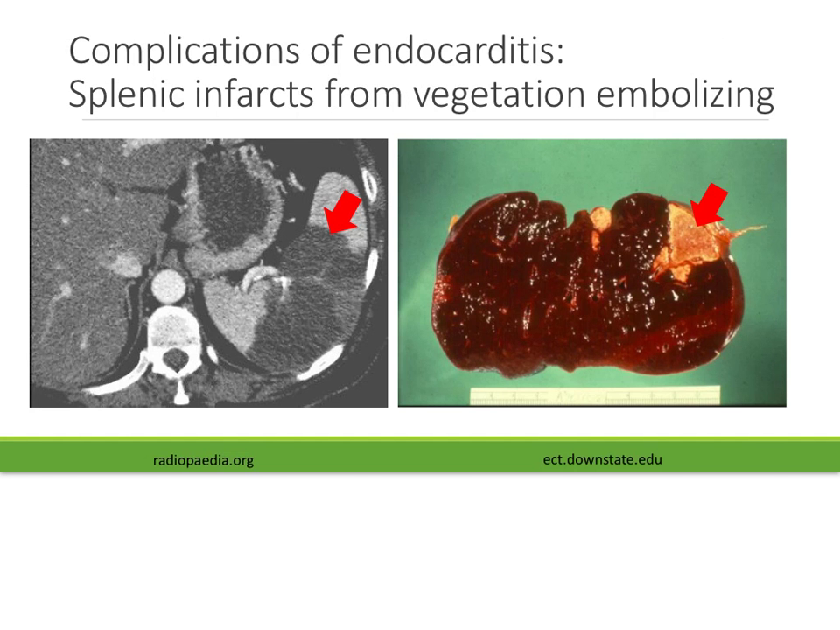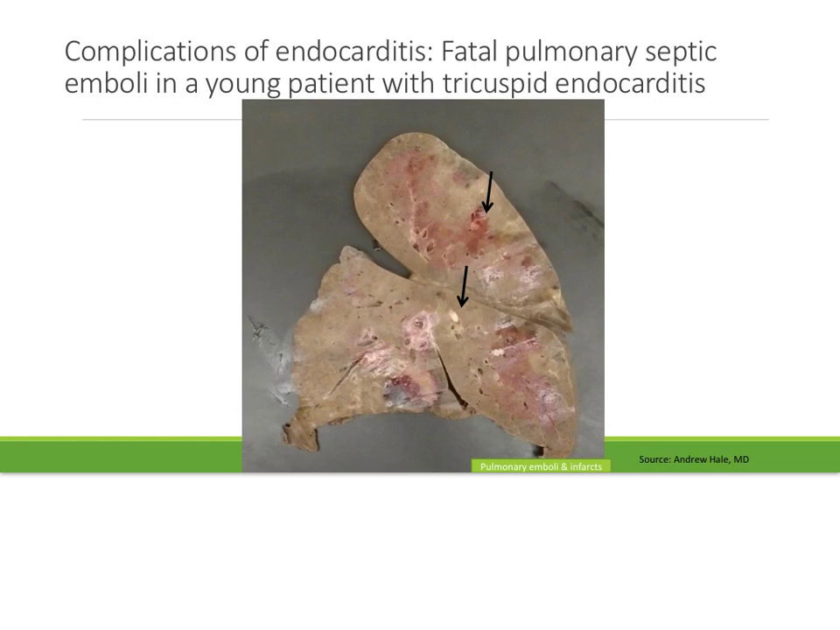Here are imaging and pathology of a vegetation that caused a large splenic infarct. This would probably cause severe left upper quadrant abdominal pain. Here are the pathology findings of fatal pulmonary septic emboli in a young woman who had tricuspid endocarditis. The arrows point to the emboli themselves, and the red areas around them show the pulmonary hemorrhage that occurred as a result.